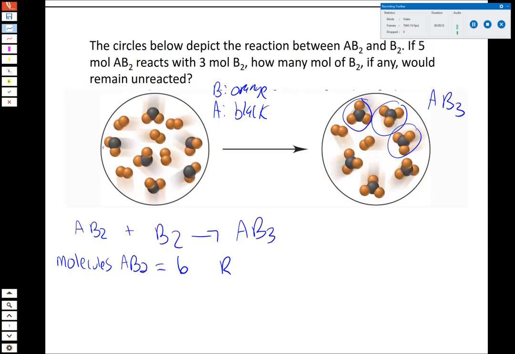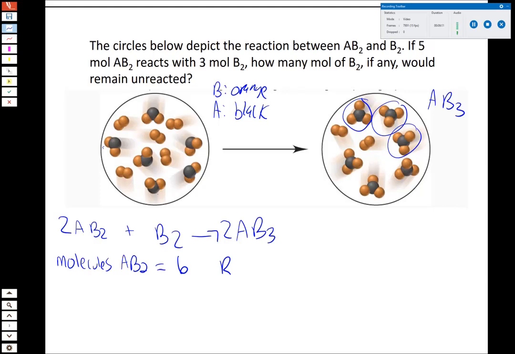This one's a little bit tricky to balance, but I think we could do a 2 there and a 2 there to get a balanced equation. 2AB2 plus B2 going to 2AB3. So that gives us 2 A's on each side and 6 B's, correct. Okay, so these are the coefficients: 2 in front of AB2, 1 in front of B2, 2 in front of the product.